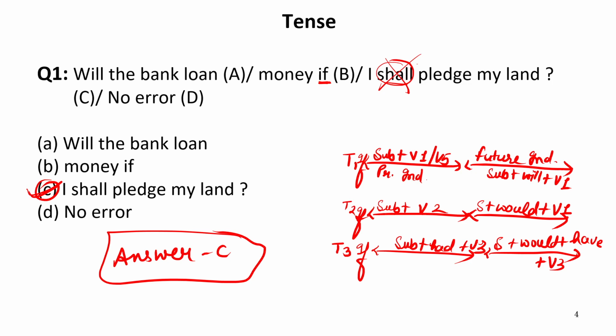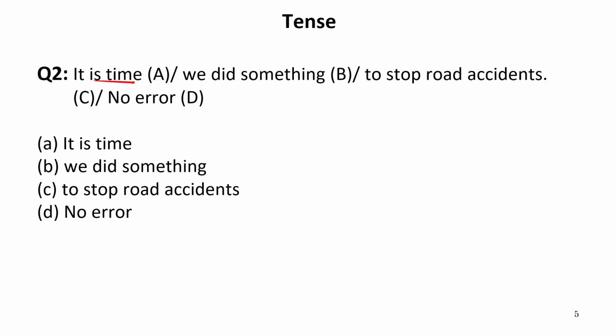Now let us move to the next one. Now here we have been given an expression, that is it is time. Whenever we have an expression, it is time, it is high time, or it is about time, any of these expressions, we have two conditions over here. Either this expression is followed by a preposition to, or it is followed by a noun or a pronoun. So there can be two conditions. Either it is followed by a preposition to or by a noun or pronoun.